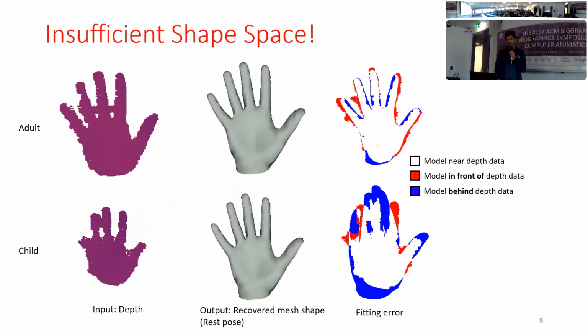Here are two examples, one adult and one child. The child's hand is not present in the training shapes and is far away from the adult hand shapes which are present in the training set. As a result, existing hand shape models can fit to adult hand shapes, but not to the child's hand. Here, the white region shows where the model fits the depth image correctly, and the red and blue regions denote mismatches.